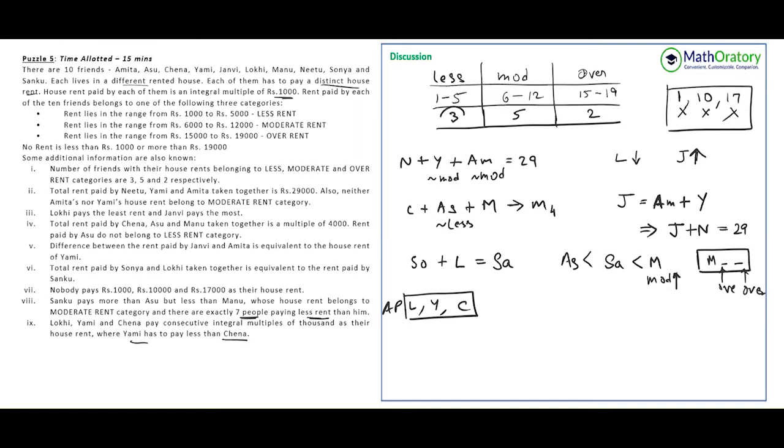Now remember, there are 3 people who are paying in the less rent category, and these 3 individuals are consecutive numbers, right? So keep that in mind. Let me just write it in that way only, not just AP. So these L, Y, and C are consecutive numbers. And if not all 3 are in the less category, then because nobody can be less than Loki, there cannot be 3 people paying in the less rent category.